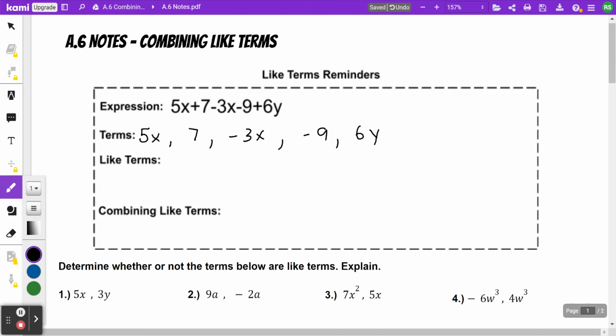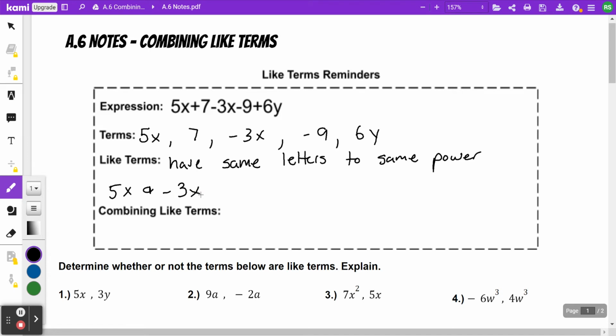Okay, so all the different terms there. So we've got 1, 2, 3, 4, 5 terms in that expression. The like terms are the terms that have the same variables, so they have the same letters to the same exponent. So same letters to the same power. Okay, so for example, the 5x and the negative 3x are like terms. And then actually the 7 and the negative 9 are also like terms because they don't have any letter attached to them. So they're classified as like terms.